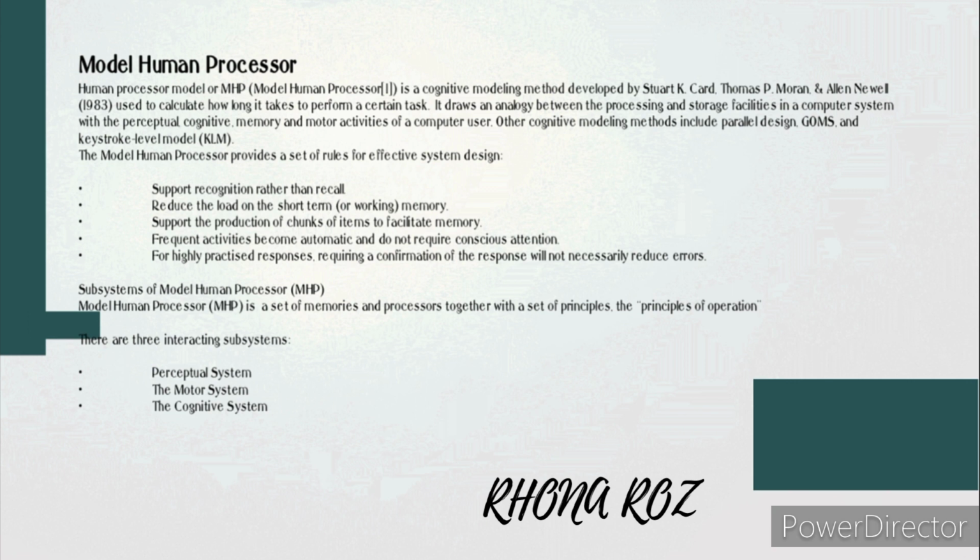Model Human Processor is a cognitive modeling method developed by Stuart K. Card, Thomas P. Moran, and Allen Newell in 1983. Used to calculate how long it takes to perform a certain task, it draws an analogy between the processing and storage facilities in a computer system, with the perceptual, cognitive, memory and motor activities of a computer user. Other cognitive modeling methods include parallel designs, GOMS, and keystroke model.